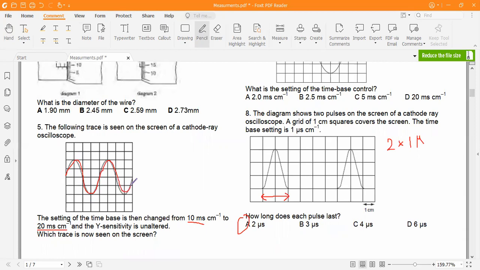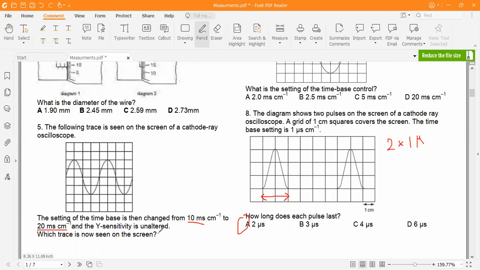How will X change? Now I'll show you. There can be a couple of changes to X. What do you mean by sensitivity? Sensitivity means what does each block represent? That's what they mean.